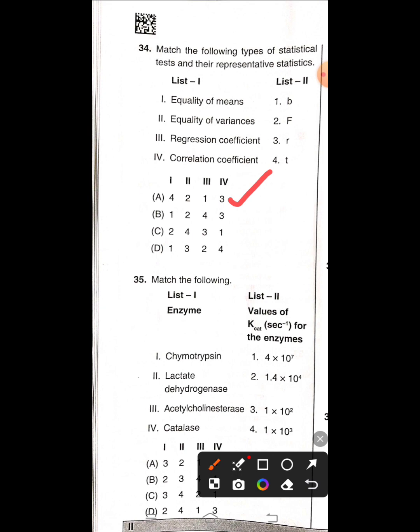So equality of means is represented by capital T, small t. Equality of variances is represented by capital F. Regression coefficient is represented by small b. Correlation coefficient is represented by capital R, small r. So A is the correct answer.